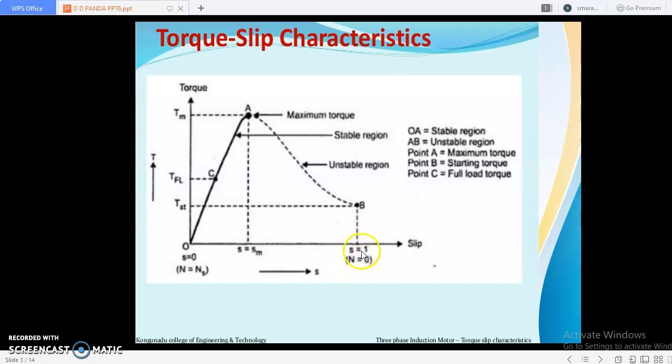As you can see, at the starting point N is 0, that is why slip becomes Ns by Ns, that is 1. Here the rotor speed is equal to the synchronous speed, so slip becomes (Ns minus Ns) by Ns, 0 by something, that is 0. So the slip value becomes 0, and this region OA is known as the stable region of the induction motor.